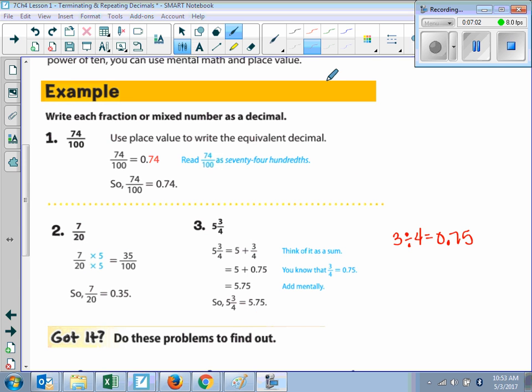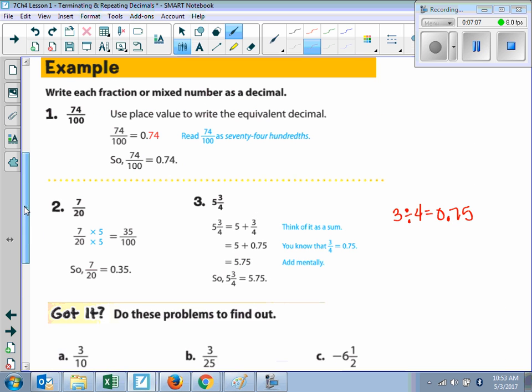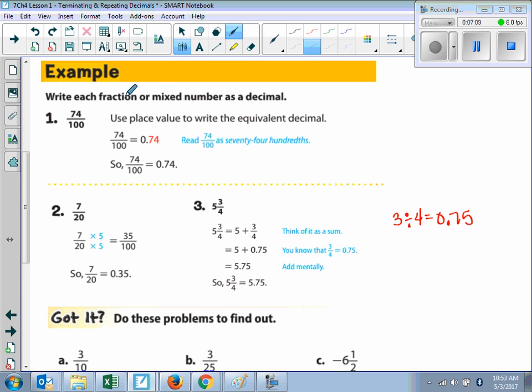For the got it problems down here, I forgot to put the direction down there. We're going to use this direction right here. It says write each fraction or mixed number as a decimal. Okay, that's what we're going to do down here.